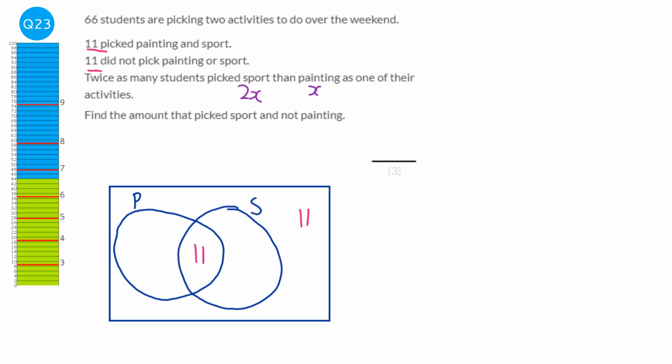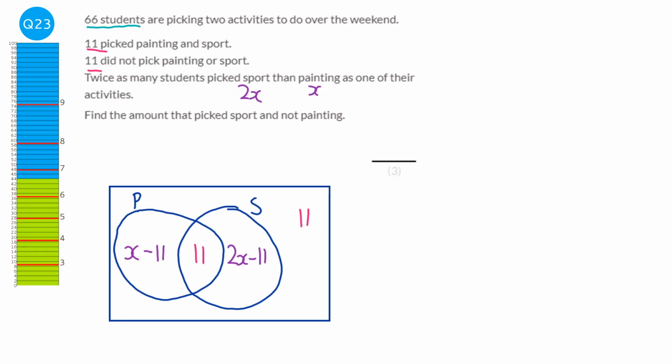But if you look, we've already got a number already in the sport, that 11 there. So in algebra, this will be 2X, take away the 11 that we already know about. And the painting is the same. We know the whole thing is X. So we're just going to take away the bit we know there, which is the 11, and it will be X minus 11. Now we know that there are 66 students in total.